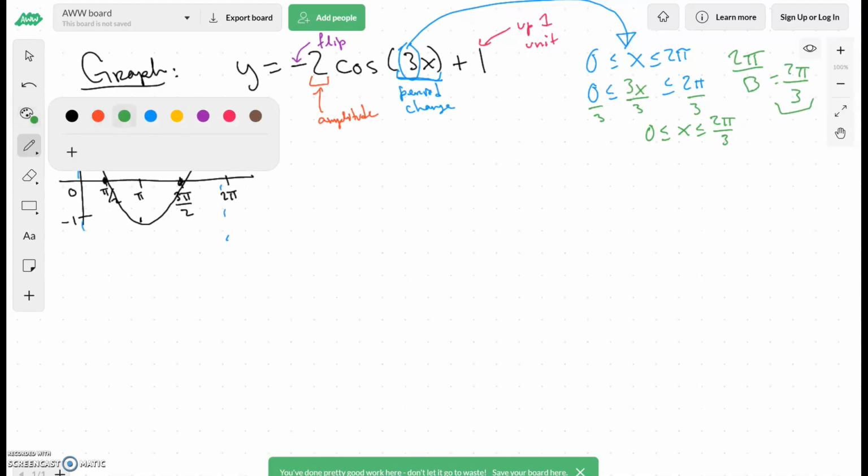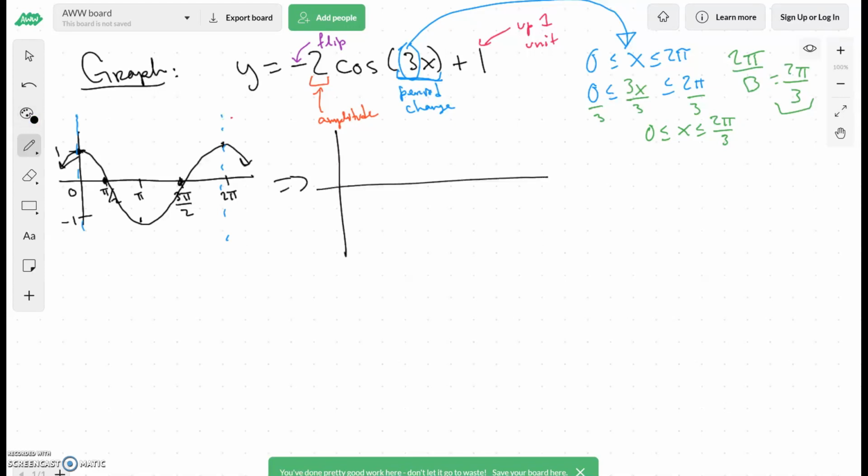I'm going to color that in blue to denote that that's the period change. So my period is now going to be from 0 all the way to 2 pi over 3. Now, a couple things that I need to do here. I need to change my increments. So my increments are no longer going to be pi over 2, pi, 3 pi over 2. I have to find the midpoints.